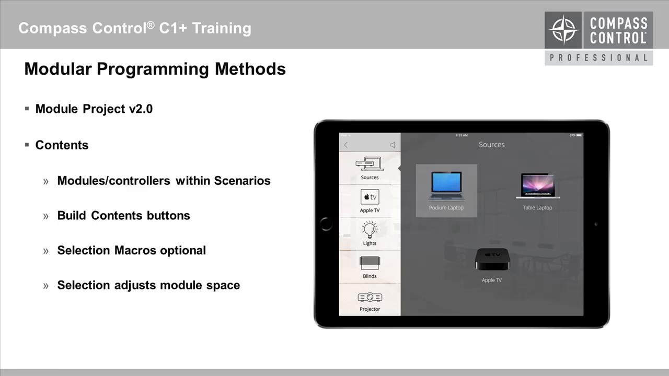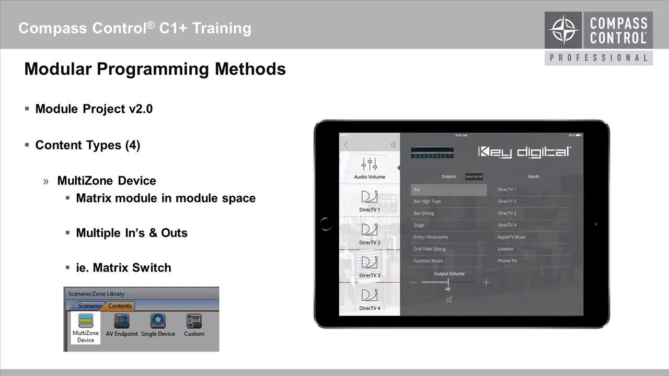And by pressing one of those contents, it will adjust the module space, which is the larger area in dark gray there. There are 4 different types of contents. MultiZone Device is a content where we will view a matrix module in that module space, where we see all the outputs or multiple outputs and multiple inputs in that module space. For example, a matrix switcher is a prime example of that.